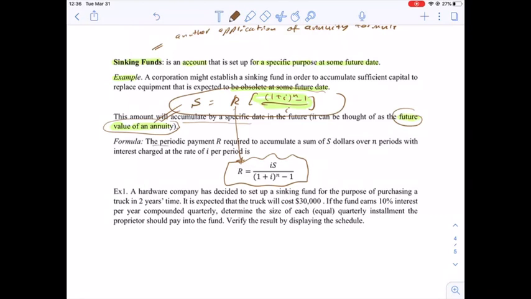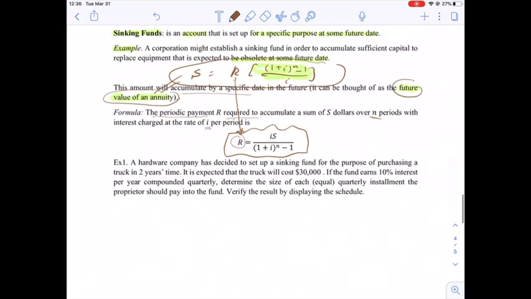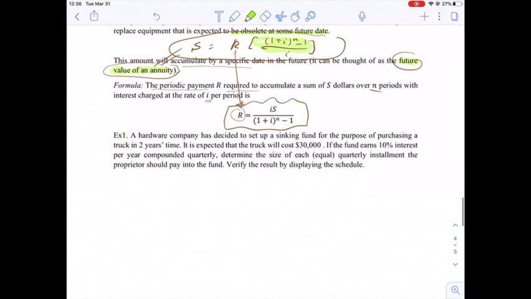So this formula gives us the periodic payment R required to accumulate a sum of S dollars over n periods with interest charged at the rate of I per period of time. So let's start with an example here.